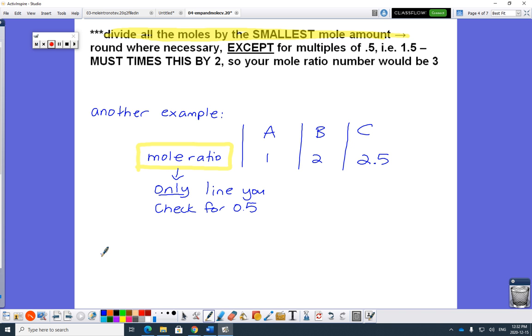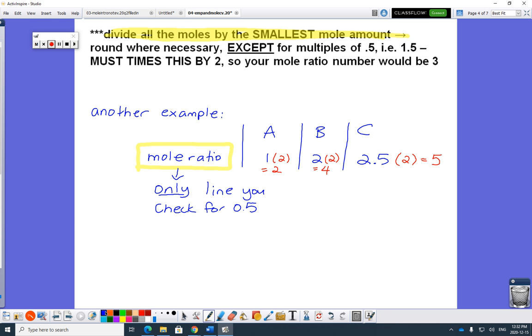What do you multiply by? 2. Okay? If I multiply this by 2, that gives me 5. Actually, I think it's good. But what you do to one is math, right? You gotta do to it all. Times 2. Times 2. Are these still the simplest? Yes, you can't divide 2, 4, and 5 by the same thing.